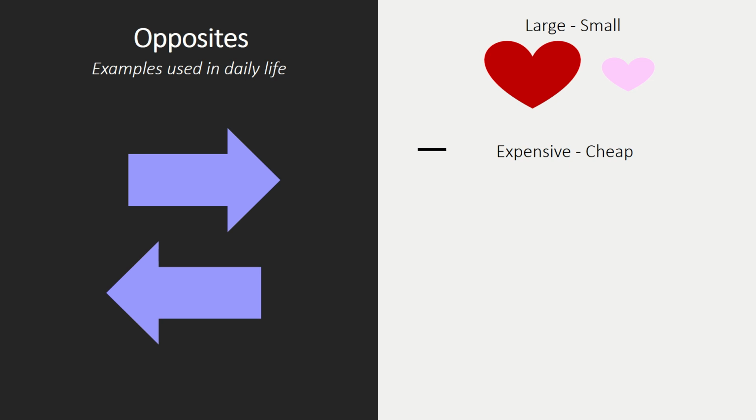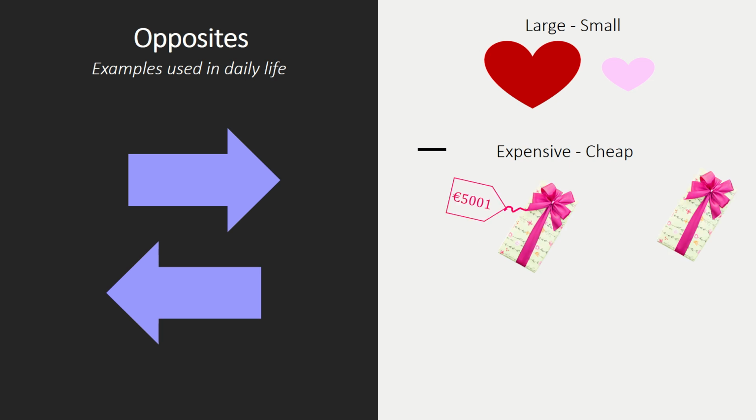Something could be really expensive or really cheap. Those are called opposites as well. So a present could cost 5,001 euros or 0.05 cents. So we have an expensive gift or a cheap gift. We could have it really hot or really, really cold. So those are opposites as well.